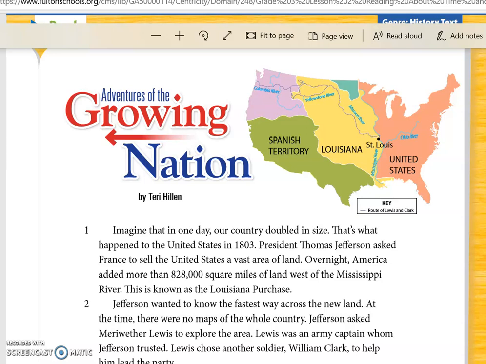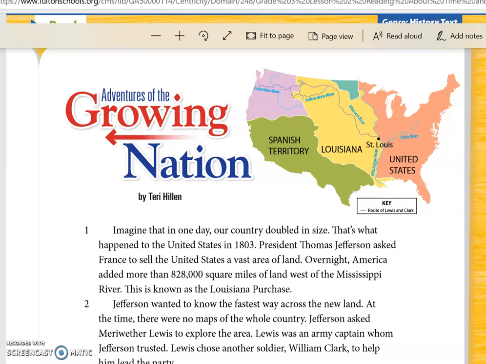President Thomas Jefferson asked France to sell the United States a vast area of land. Boys and girls, circle the word vast. Vast means large. And so, Thomas Jefferson asked France to sell the United States a large area of land. Overnight, America added more than 828,000 square miles of land west of the Mississippi River. This is known as the Louisiana Purchase.